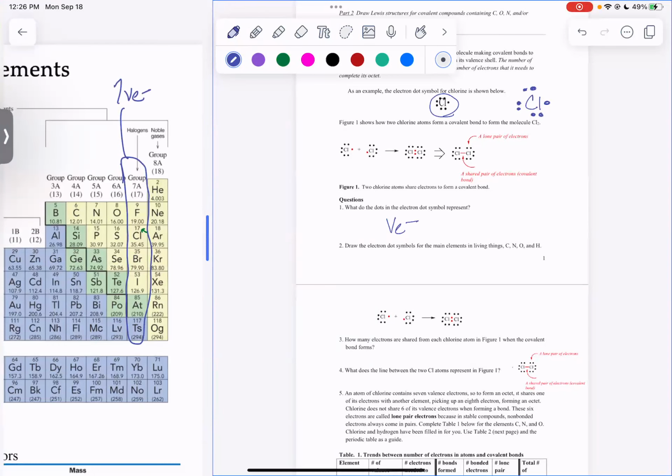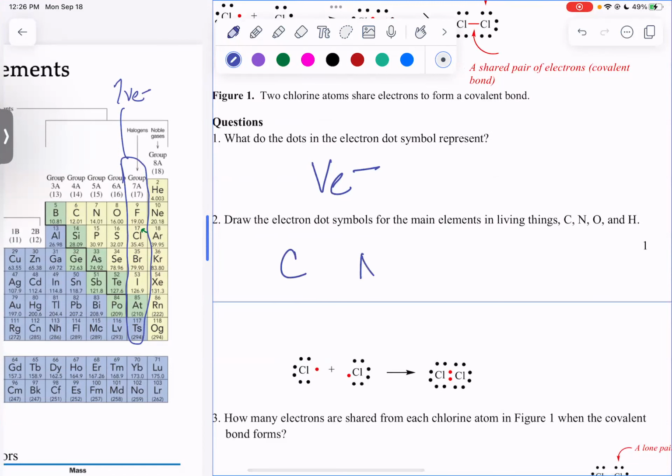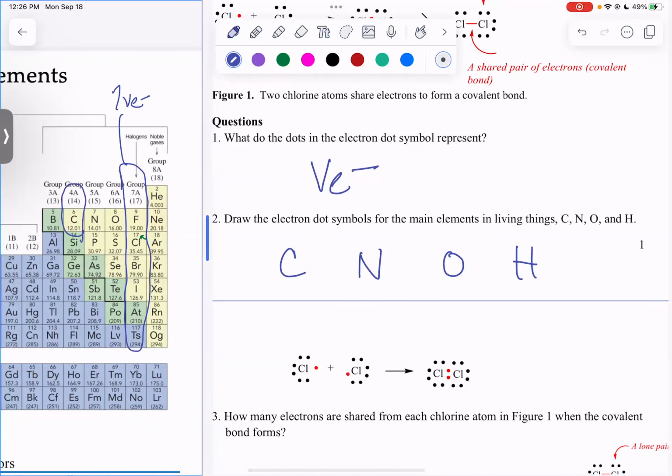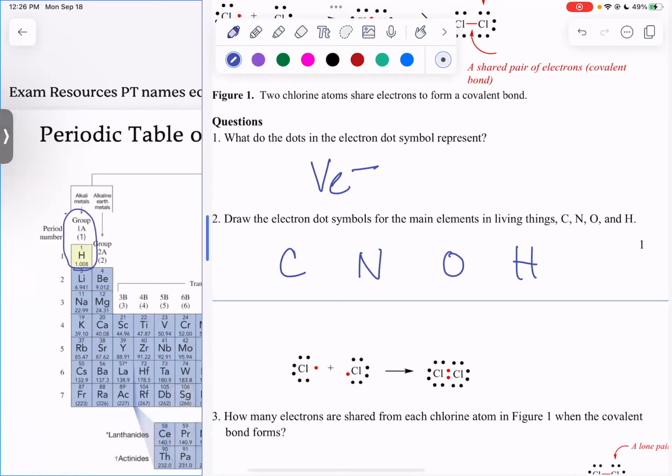So now it says draw the electron dot symbols for the main elements in living things: carbon, nitrogen, oxygen, hydrogen. So let's do carbon first. Carbon's in group 4A. That tells me I have 4 valence electrons. Nitrogen is in 5A. I have 5 valence electrons. Oxygen is 6A. Oxygen has 6 valence electrons. Now, hydrogen, on the other hand, is way over here in group 1, and so only has 1 valence electron.